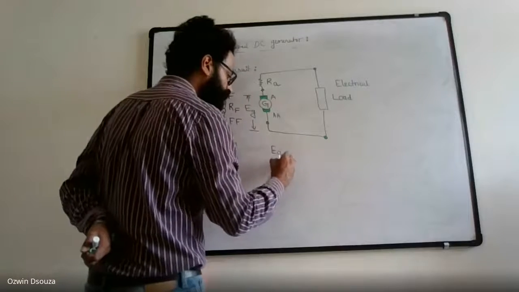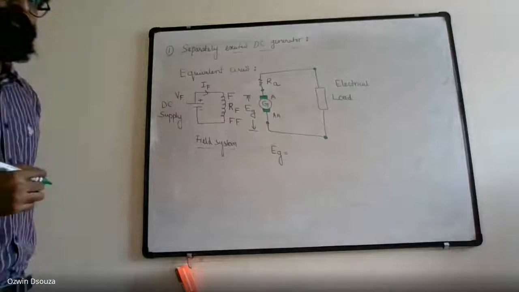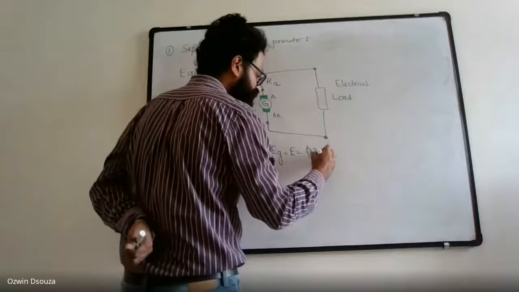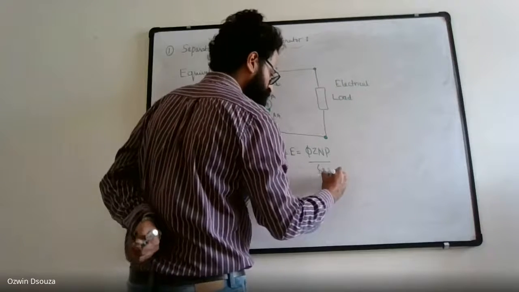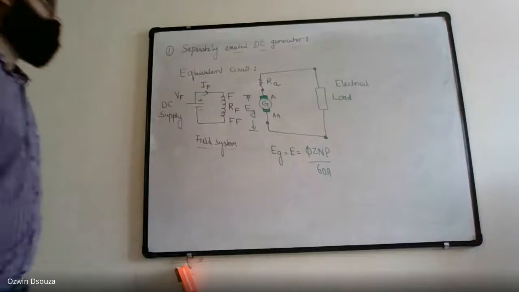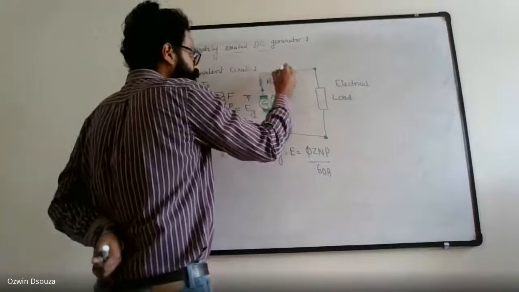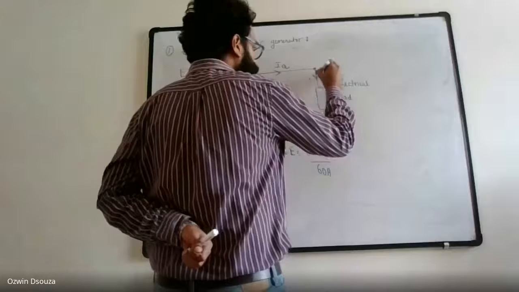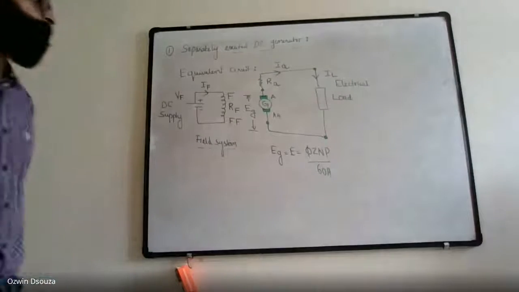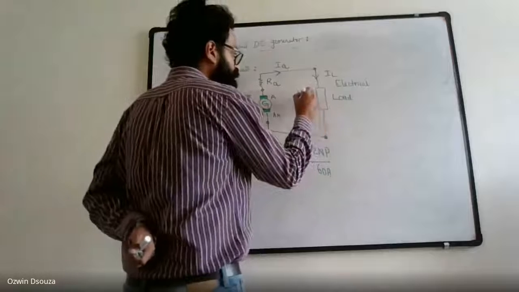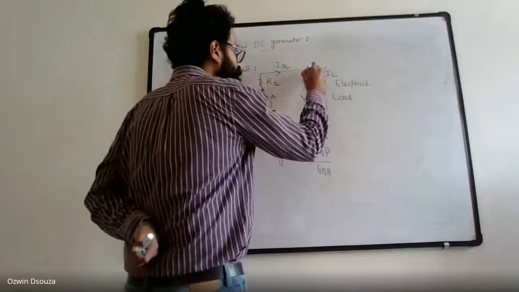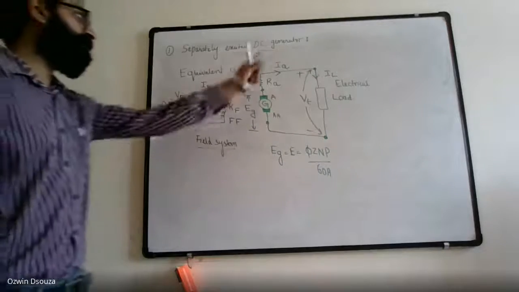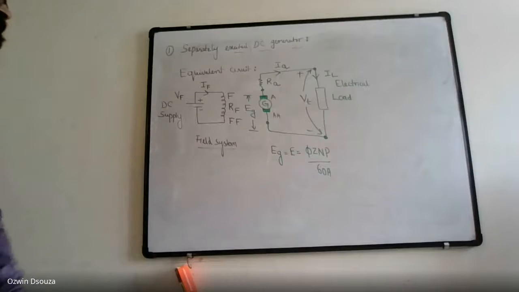And EG you have already derived, right? So EG, or simply E, is nothing but phi Z N P divided by 60 A. And the current which is flowing through the armature can be taken as IA. And the current which is flowing through the load can be taken as IL. And the voltage across the load, let us take it as VT. VT refers to terminal voltage, with a given polarity. And this is called the terminal voltage.